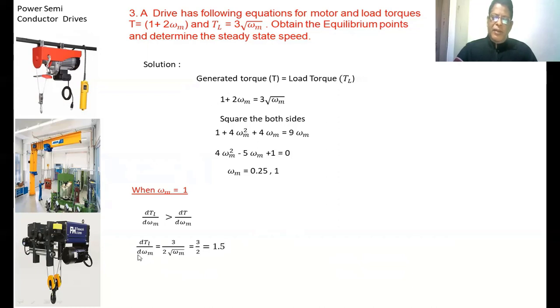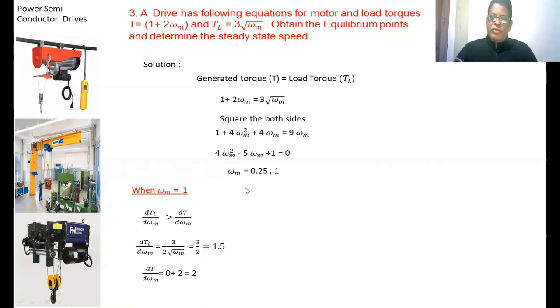So dTL by d omega m equals 3 by 2 root omega m. In place of omega m, you substitute 1, and we get 1.5. In the same manner, we differentiate T with respect to omega m: the derivative of 1 becomes 0, and 2 omega m becomes 2. So this value is 2. So the rate of change of generator torque is greater than that of the load torque. So this condition is not satisfied. So omega m equal to 1 is not giving a stable operating point.